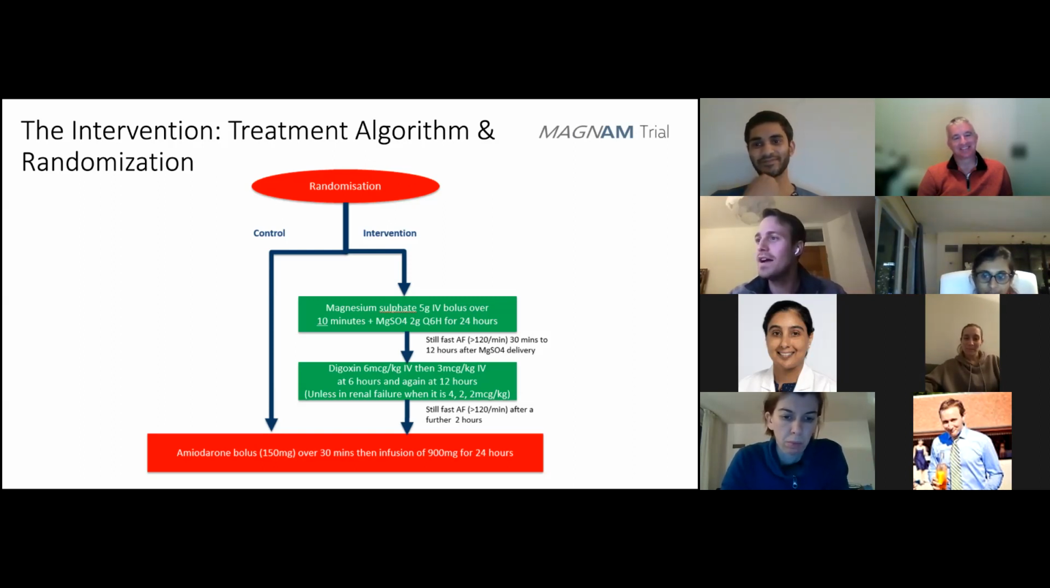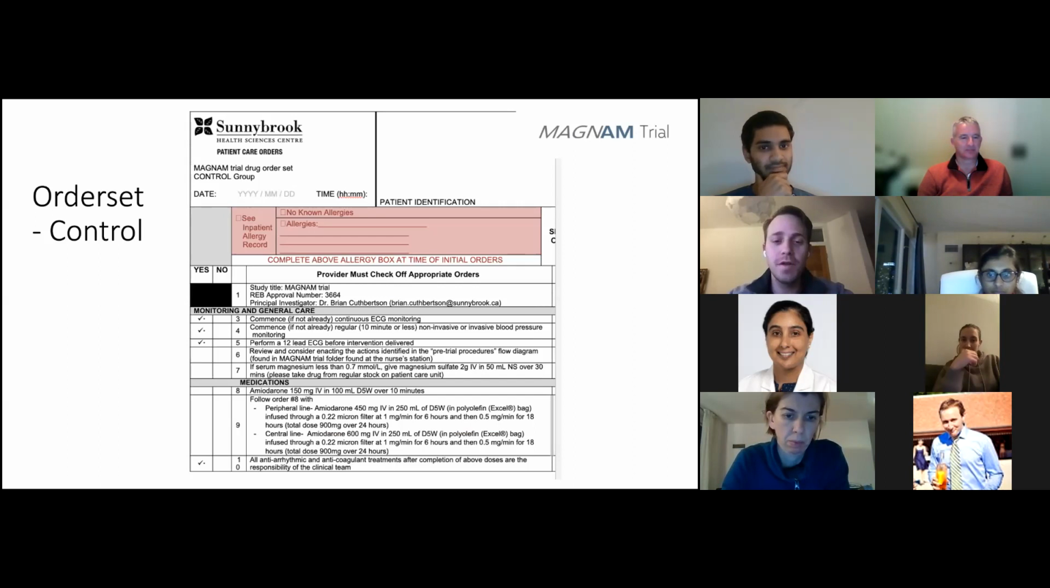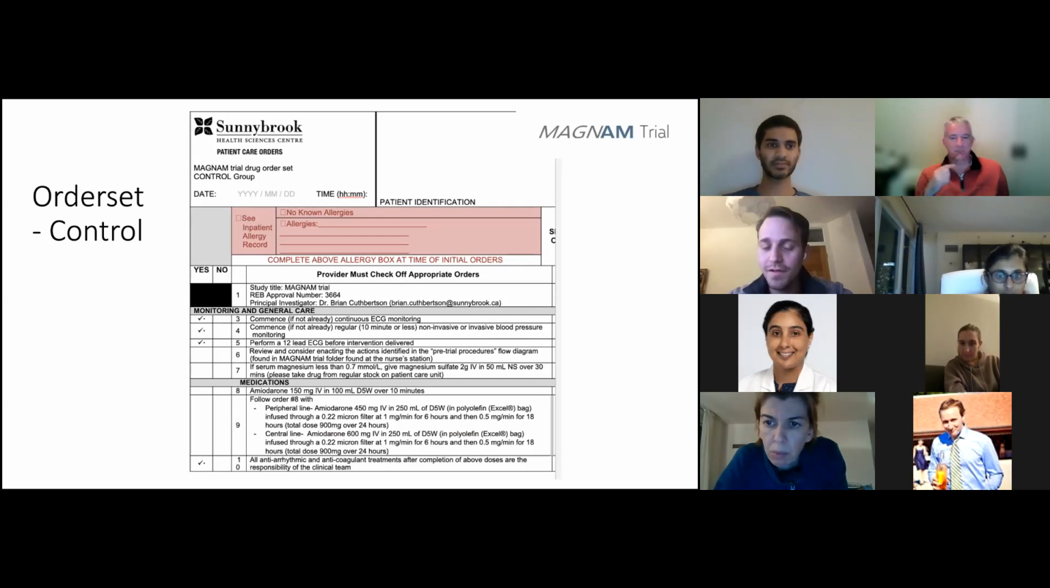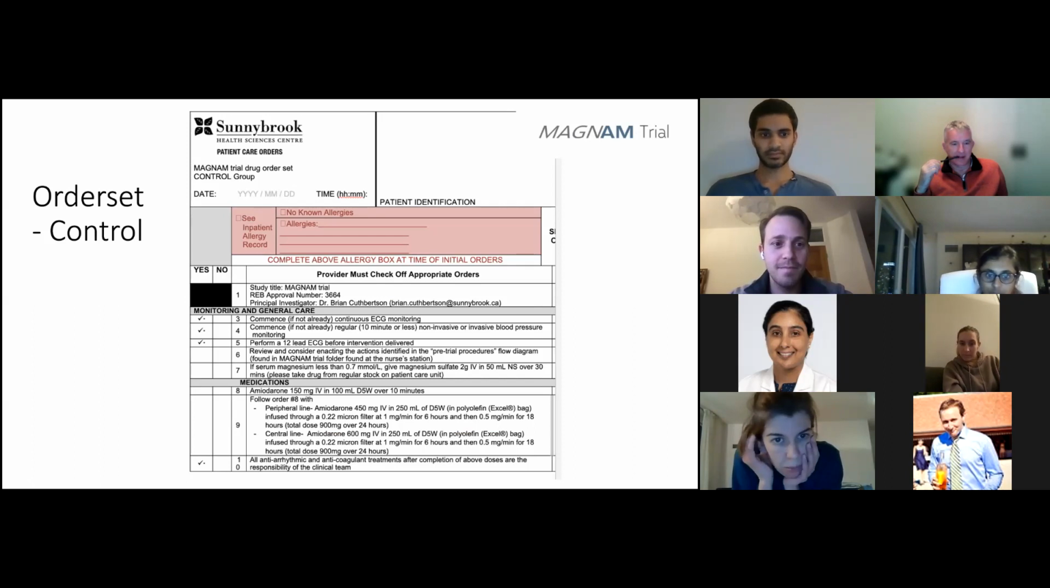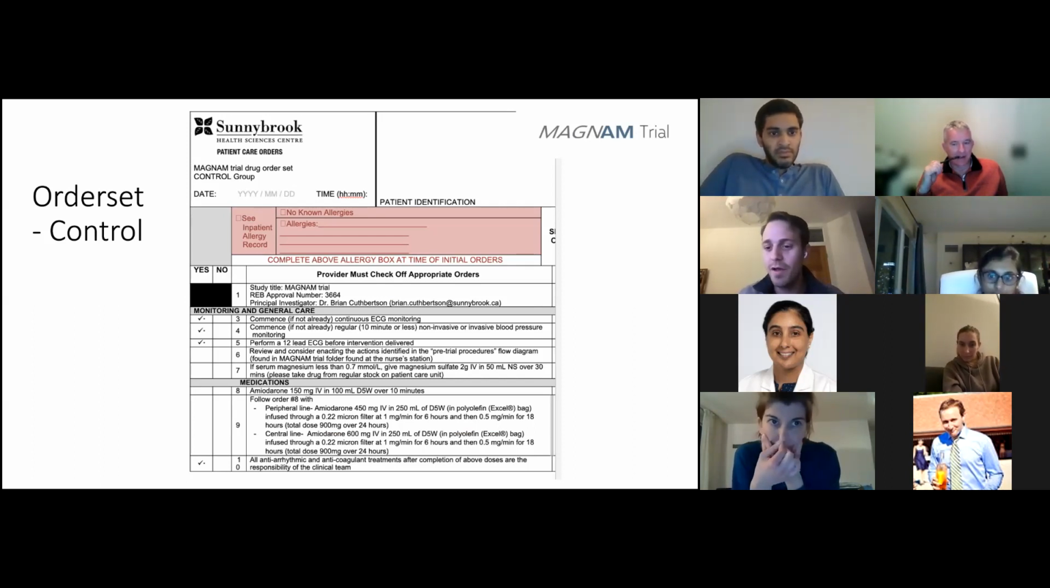Okay. So I'm just going to move on to go over some of the order sets. These are what the order sets look like at Sunnybrook. They're just getting approved at that site. We'll make similar ones that look like the St. Mike's version or the UHN version, but they'll all essentially be exactly the same as this.